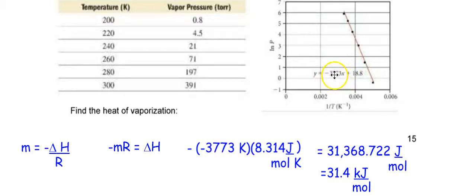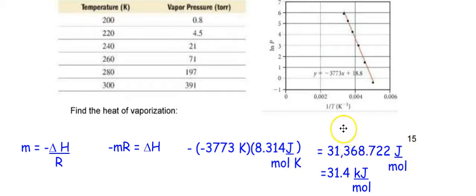How do I know that the slope is in Kelvin? Your y unit is unitless, all right? You don't have a unit of natural log of P. And so it's y over x, so it's no unit over 1 over Kelvin, which gives you Kelvin, doesn't it? And then note, the Kelvins cancel out, so you get joules per mole when you do your math.